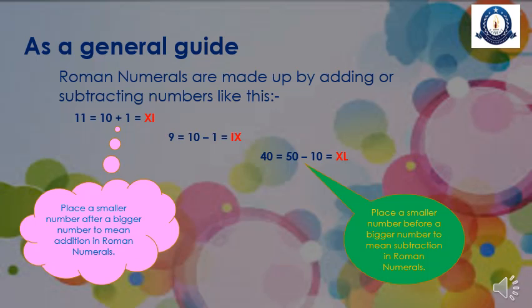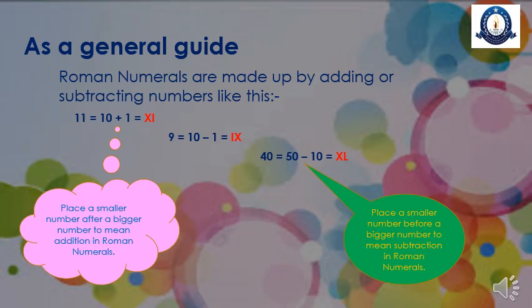As a general guide, Roman numerals are made up by adding or subtracting numbers like this. Look at the example 11. First we will break this number: 10 plus 1 will be 11. Now we are adding here, so we will follow one rule: place a smaller number after a bigger number to mean addition in Roman numerals. We know the letters for 10 and 1. X we will use for 10 and I we will use for 1. According to the rule, the smaller number, which is 1, will come after the bigger number. So it will be XI.